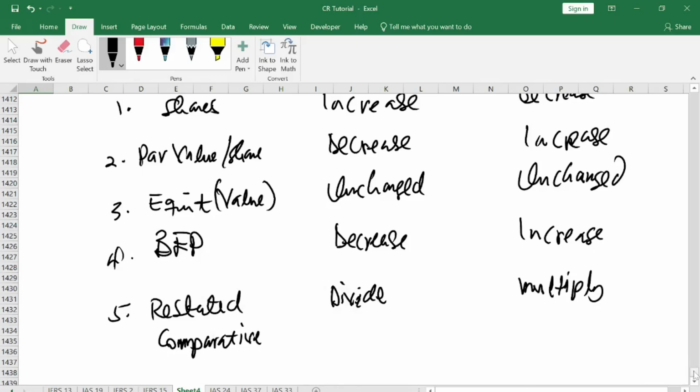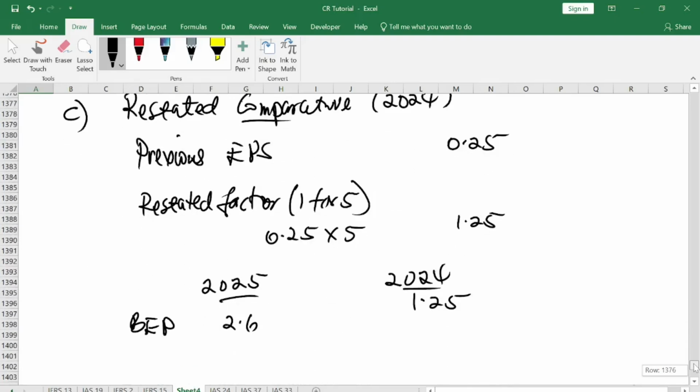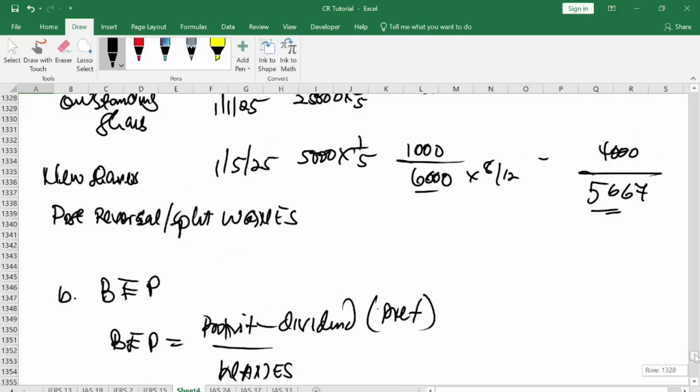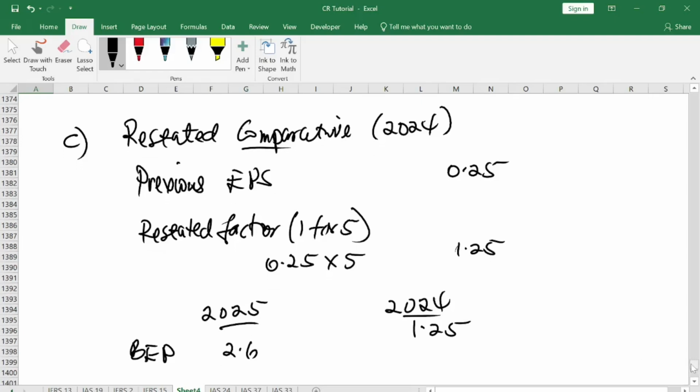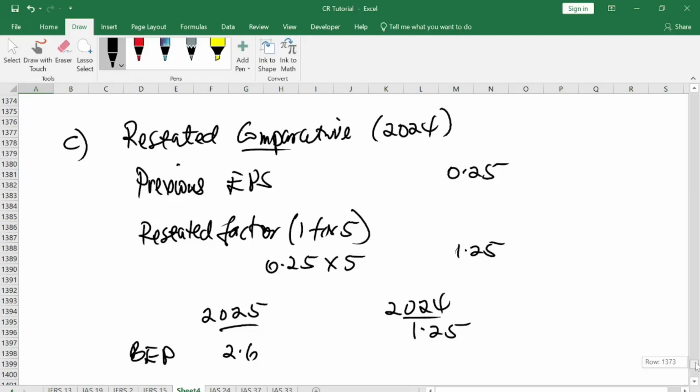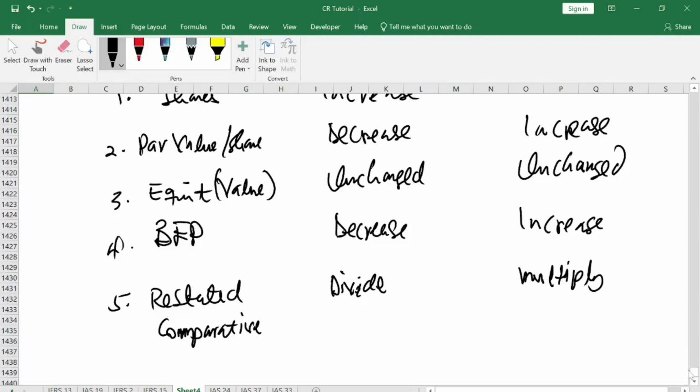For example, when we are doing the reversal restatement, I multiply the previous 2024 basic earning per share, and that gave me the restated comparative. When we were doing the forward split, I divided to give me the restatement. So that is it about that. Thank you very much.